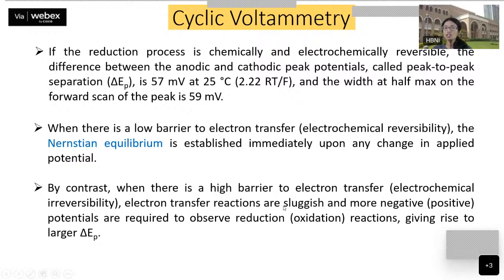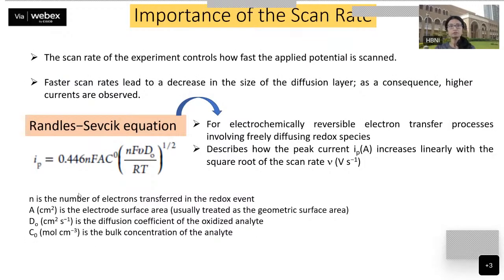However, if there is a large barrier to electron transfer, that is, electrochemical irreversibility associated with the particular reaction, then the electron transfer reactions become sluggish or slow, and a more negative potential will be required to observe the reduction or the oxidation reaction, as the case may be. This will give rise to a larger value of delta E. So these are the few points you have to remember when you are working with CV.